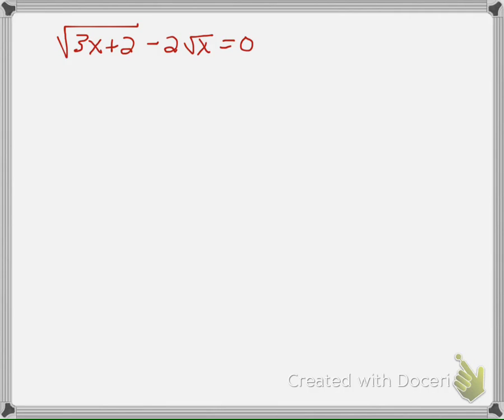How is this one different? There's 2 square roots. Yeah. But steps are still going to be the same. You're still going to isolate one of those 2 roots. Okay, I would recommend we isolate square root of 3x plus 2. So let's isolate that one by adding 2 root x on both sides. And then, of course, we're focused on the left side now. We're going to square both sides.